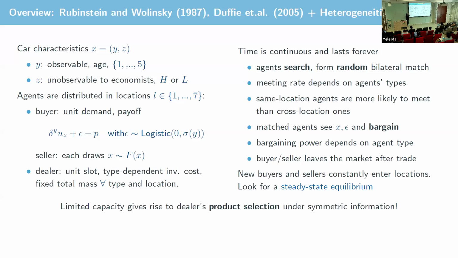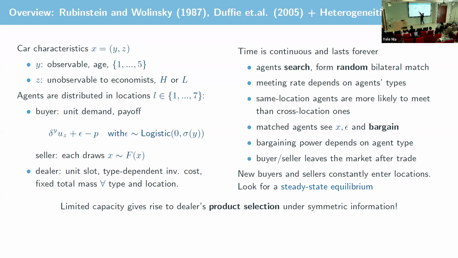A buyer has a unit demand. If you purchase a car, you get some utility. With the price, you hate it. And you get some utility from owning the car. The utility depends on the first term, which is a depreciation effect, depending on how old the car is. The second term depends on the car's quality. Is it a high quality car or a low quality car? And then there is this idiosyncratic random term, which gives you a logistic transaction probability.